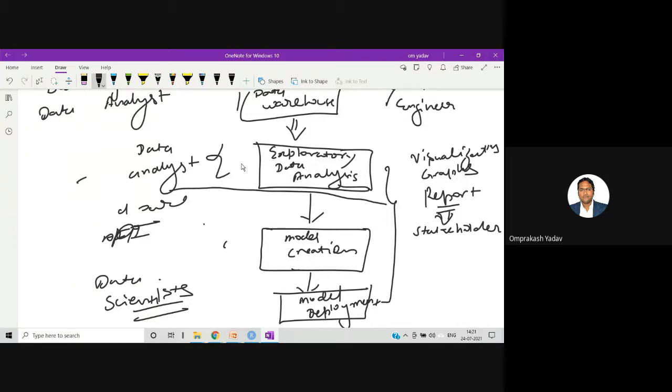The data scientist normally works from the exploratory level to the model deployment. His main job is to select the proper algorithm, create the model, train the model, check the accuracy of the model, and do the optimization.